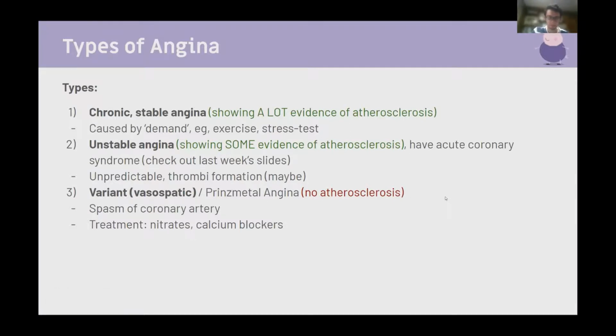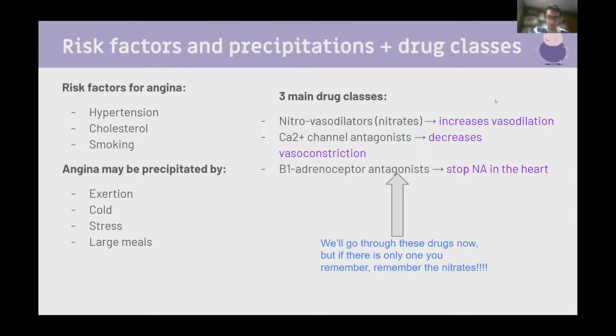So risk factors, this one we can do. Risk factors for angina are your common cardiovascular risk factors: hypertension, cholesterol, and smoking. Remember, a lot of this atherosclerosis buildup is an inflammatory process, so lots of inflammatory mediators can be risk factors as well. Angina can be precipitated by exertion, cold, stress, large meals.